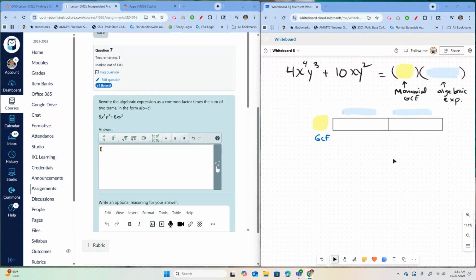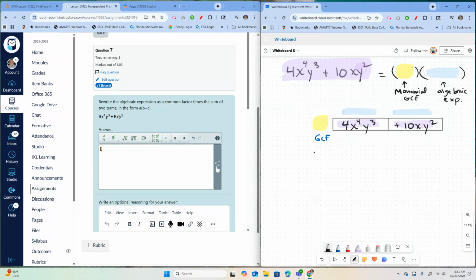Here's problem number 7. Again, a similar one. So I'm going to take this algebraic expression. I want to write it as a multiplication. So I'm going to take the algebraic expression and put it inside the box because I'm using the box method backwards. So I'm going to write here 4x to the 4th power, y to the 3rd. Here goes the plus 10xy squared.